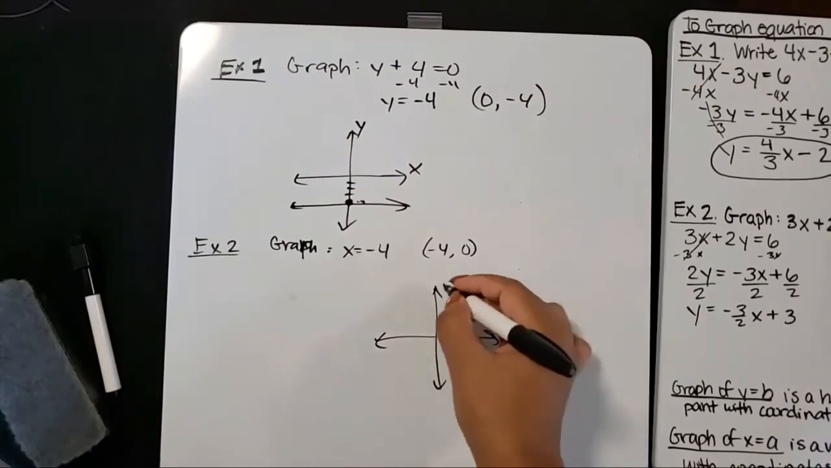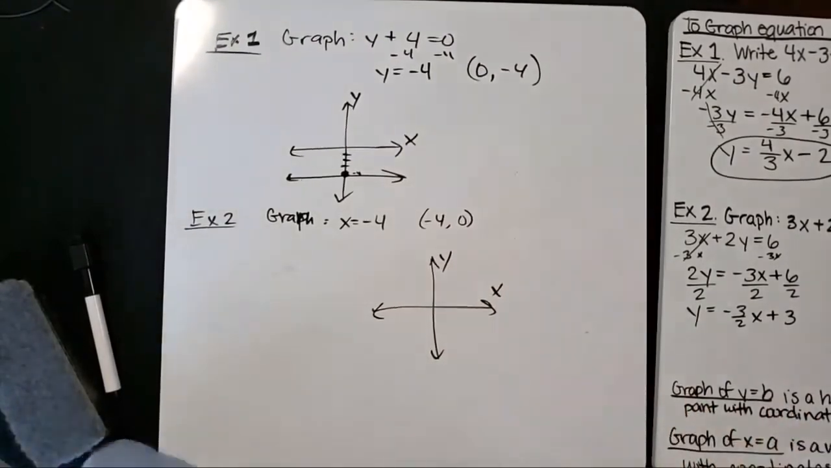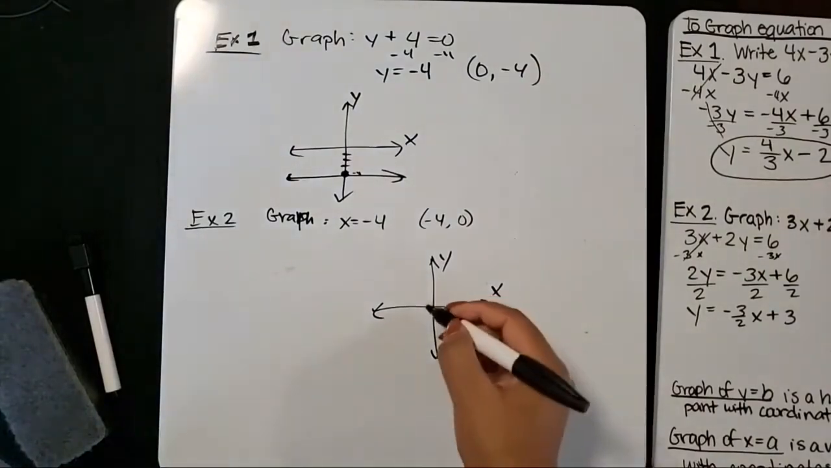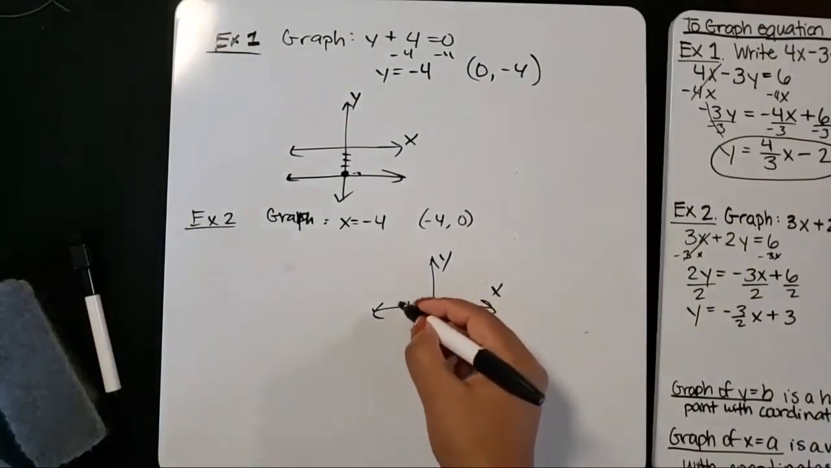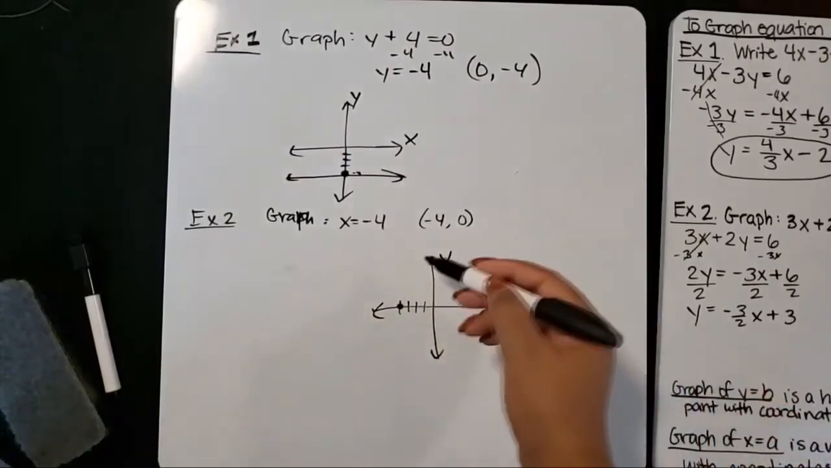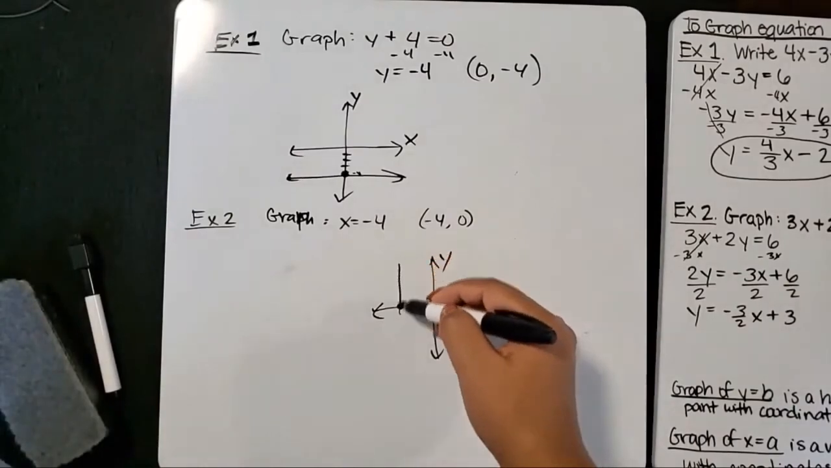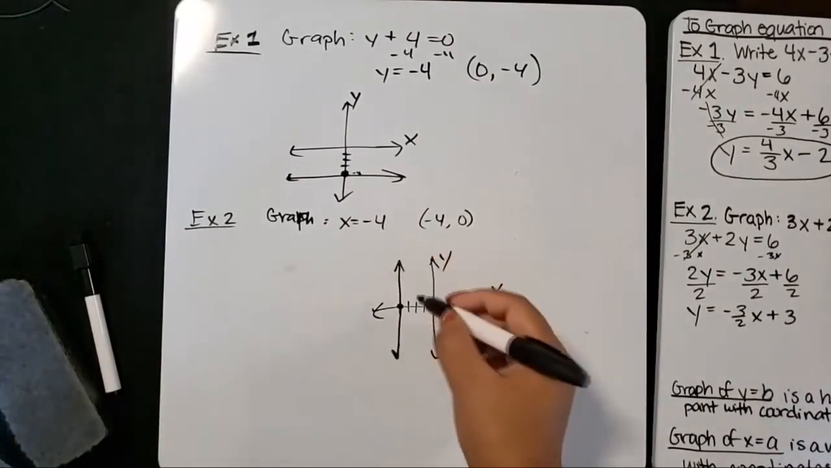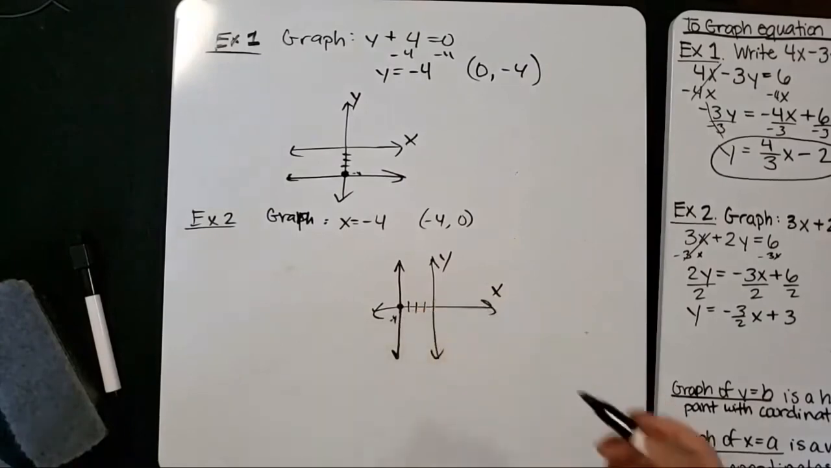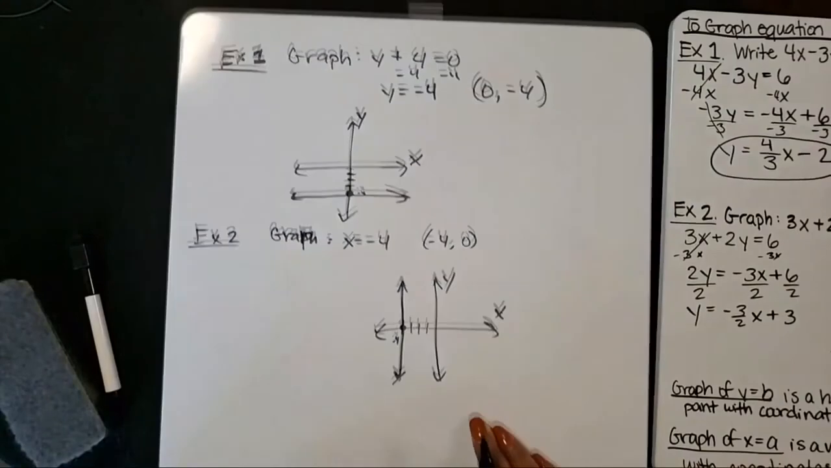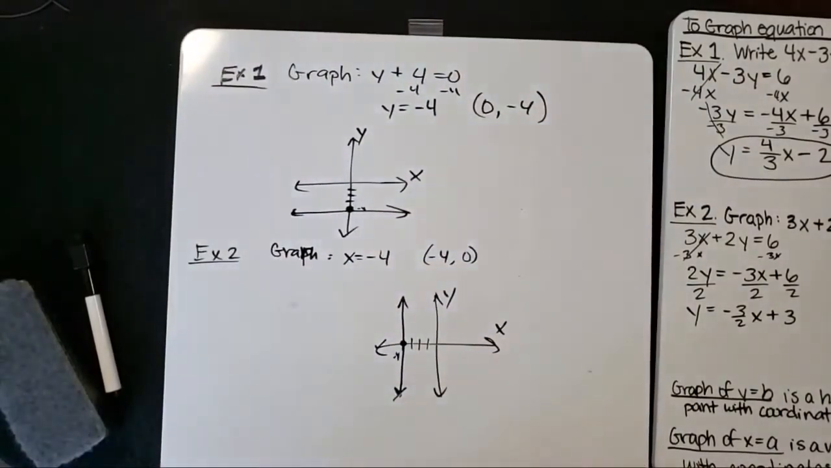So we do our graph. And we need to find (-4, 0). So that's negative 4 on the x-axis. And then we do a vertical line going through that at -4 on the x-axis. All right. So this is how you graph y equals b and x equals a.